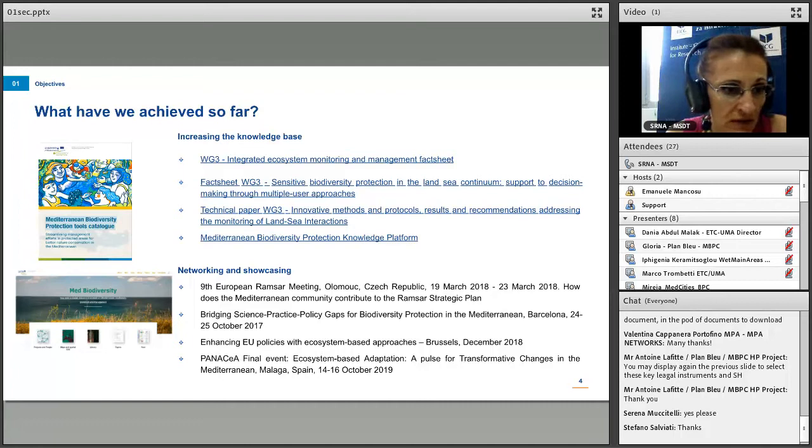Also, one of the events that we wanted to show you, of how we worked previously, was Enhancing EU Policies with the Ecosystem-Based Approach, organized in Brussels in December 2018, and of course the Panacea final event, with the theme Ecosystem-Based Adaptation, a Pulse for Transformative Changes in the Mediterranean, which happened in Malaga from 14 to 16 October.